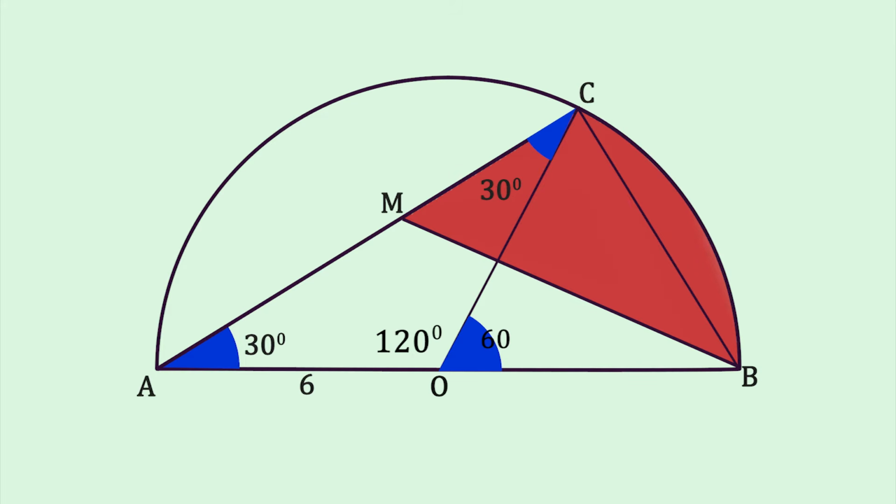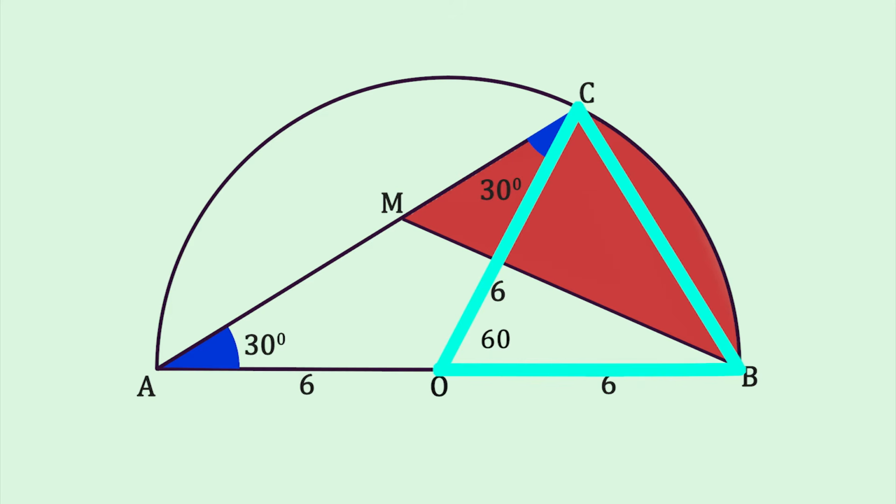Next, let's look at triangle OCB. Since both OC and OB are radii, they have the same length of 6. This makes triangle OCB an isosceles triangle. But wait, one of its angles is 60 degrees. This means the other two angles must also be 60 degrees, making it a perfect equilateral triangle.